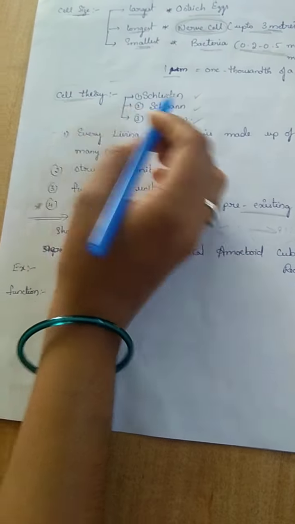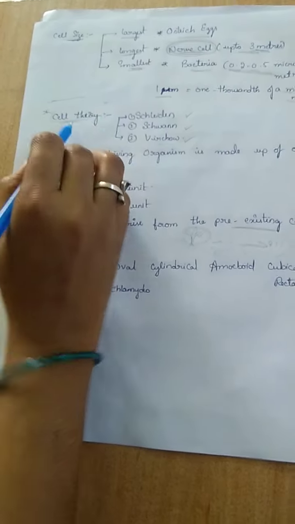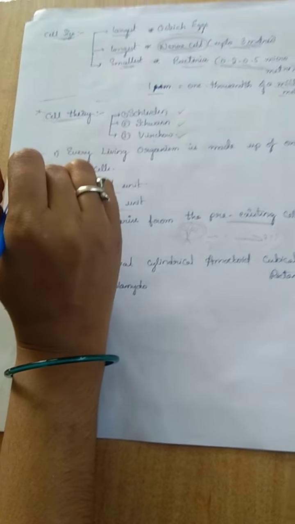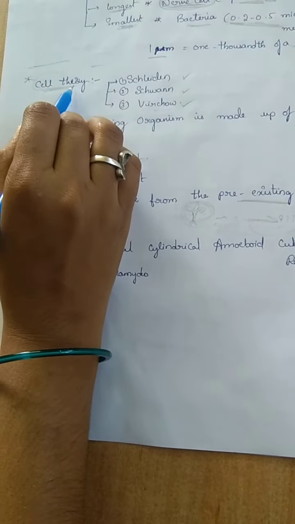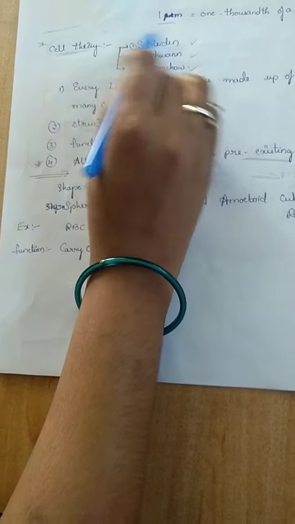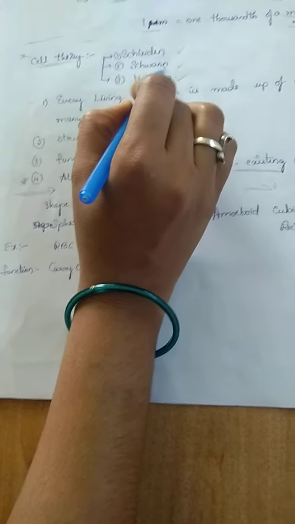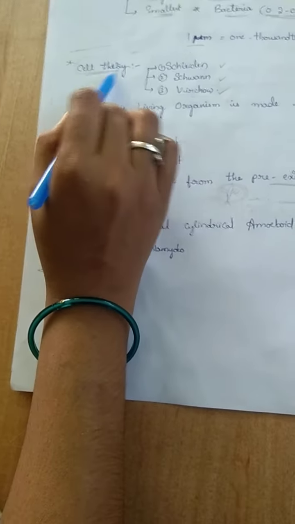And here next, coming to cell theory. This cell theory is very important. Who made this cell theory? It was made by 3 scientists: Schleiden, Schwann, and Virchow. These 3 scientists are more important. They made this cell theory.